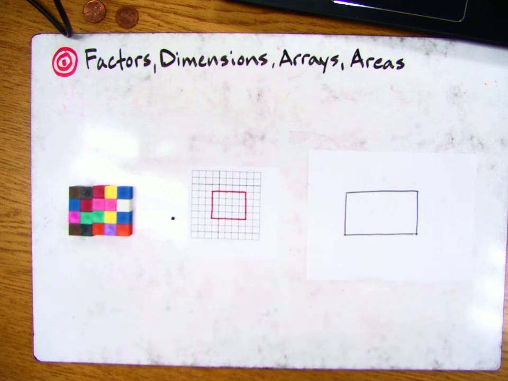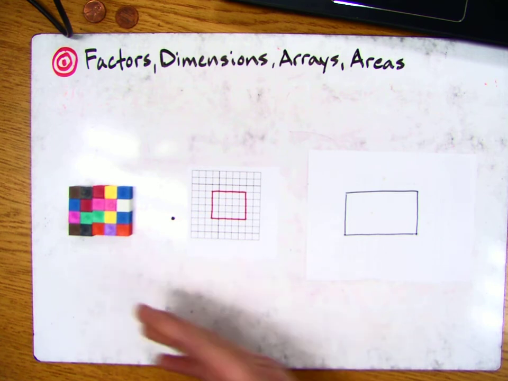And this short video here is about reviewing some terms in 5th grade math that are really from 3rd and 4th grade, but we kind of unify them this year. Factors, dimensions, arrays, and areas. Students need to know those terms in 5th grade and be able to use them kind of interchangeably, and when they hear them, know what to do with them in their work.